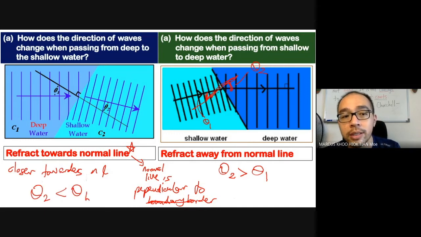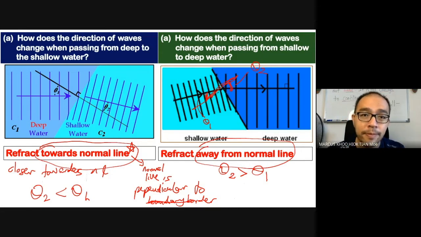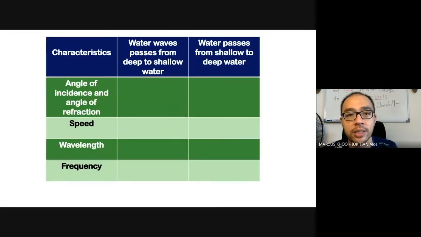Okay, so there are these two concept words that are very important here. Either it is refracting towards the normal line or it is refracting away from the normal line. Okay. All right, so let's talk about the characteristics. Let's give a short summary lah. Okay, short summary to all this.